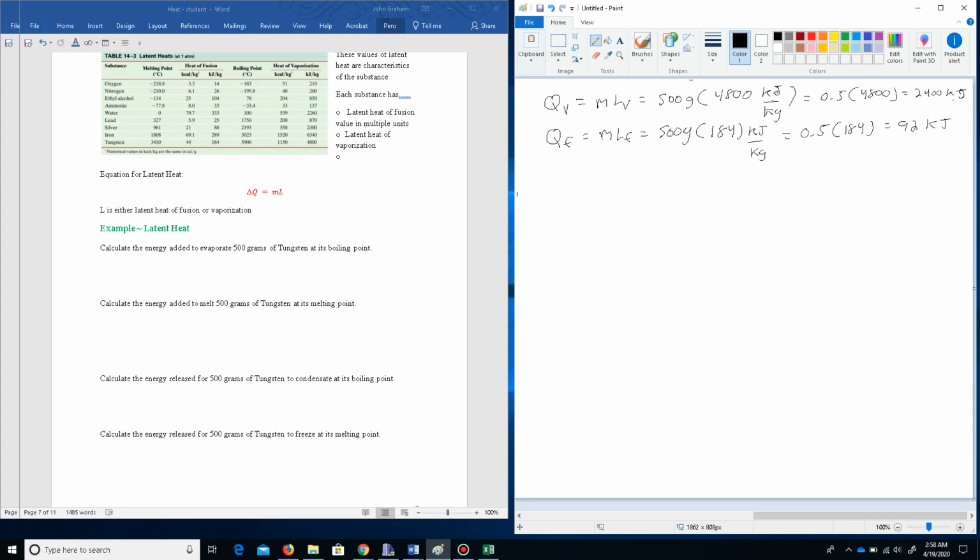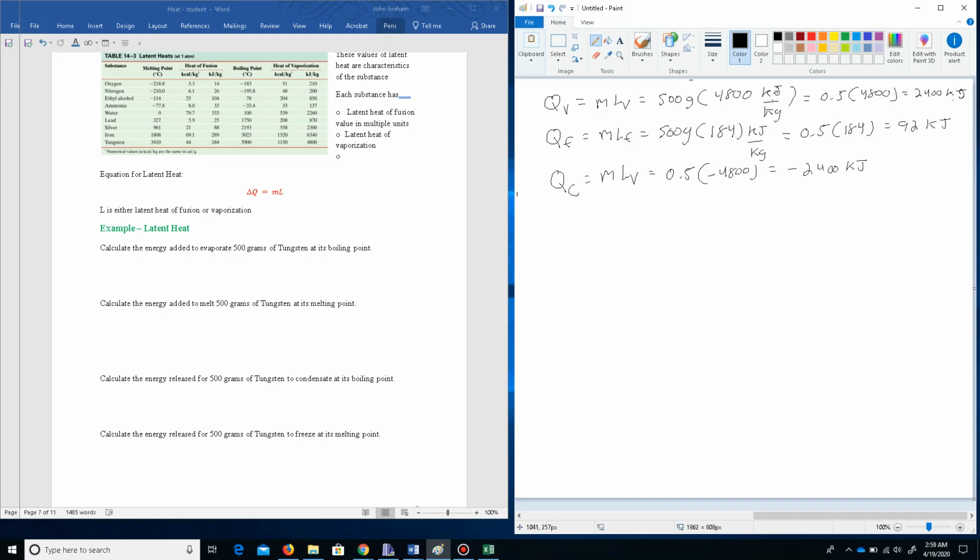Right, now we want to calculate the energy released for 500 grams of tungsten to condense at its boiling point. So now we're looking for condensation. I'll do a little C to label that. That'll be mass times the latent heat of fusion. Okay, I'm going to just skip the mass and put it as 0.5. Fusion, I'm sorry, vaporization. Just going to be a negative 4800. So this would be a negative 2400 kilojoules. Basically, that negative means it's being released.